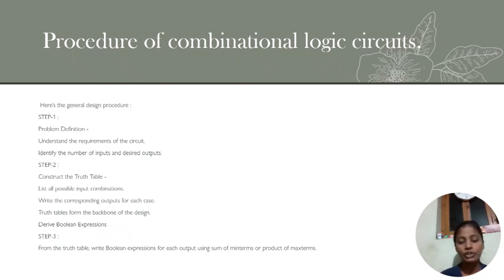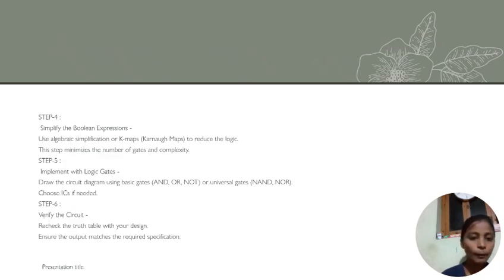Derive Boolean expressions, step 3. From the truth table, write the Boolean expression for each output using sum of minterms or product of maxterms. Step 4, simplify the Boolean expressions using algebraic simplification or K-maps to reduce the logic. This step minimizes the number of gates and complexity.